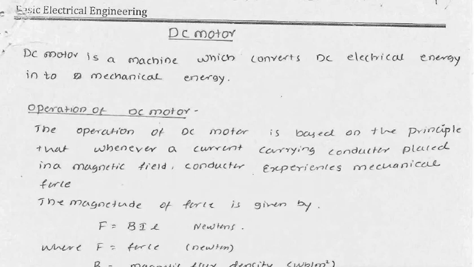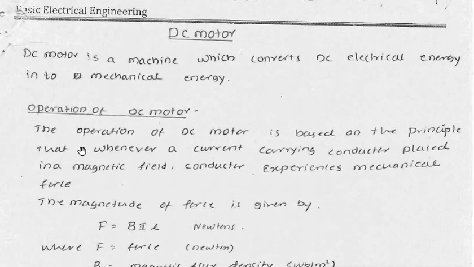That is how the cumulative effect of all the torques experienced by each of these conductors will add up to give a mechanical motion. So that is how the armature will start rotating. DC motor is a machine which converts DC electrical energy into mechanical energy.